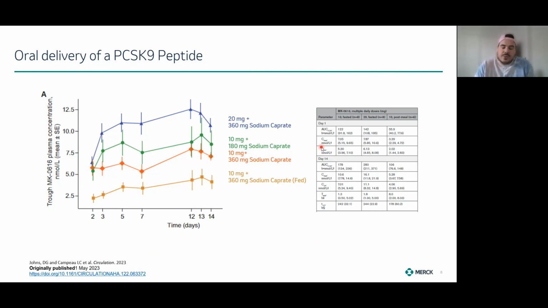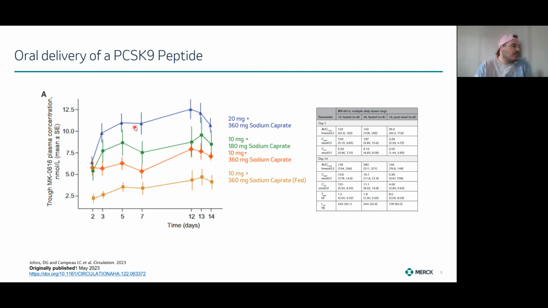And we noticed some issues in the clinic regarding formulation aspects. As you can see here, this is when it's 20 mg or 10 mg of the drug, and then it's 360 or 180 mg of the sodium caprate. As I said before, these peptide drugs are very potent, so we're able to use really small amounts of them. But to help them be absorbed, we do need to use this permeation enhancer.